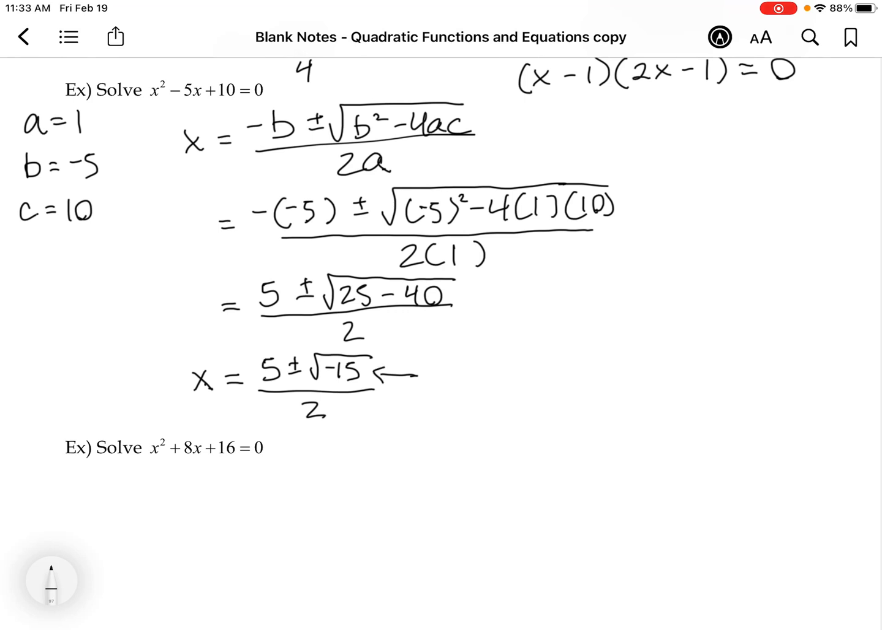because we can't take the square root of a negative number. Okay, so what does this mean? This means that this equation does not have solutions.